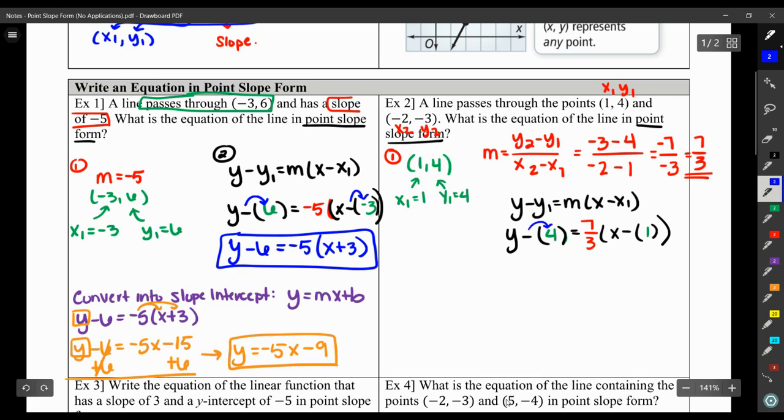So negative and a 4 makes, well, negative 4, nothing changed there. 7/3, and then x, negative and a positive 1 makes negative 1. So this would be one of the correct answers for this problem. That's one of the correct answers.